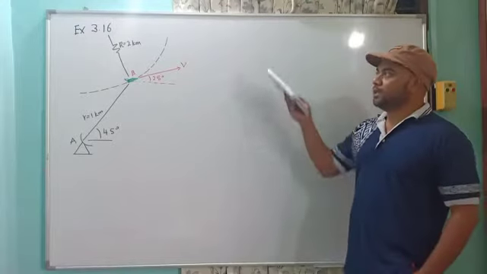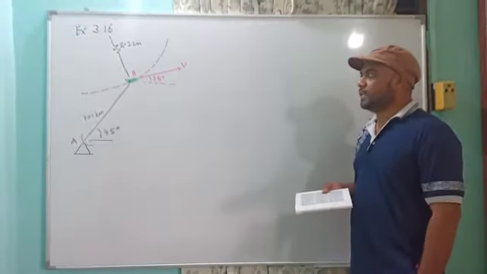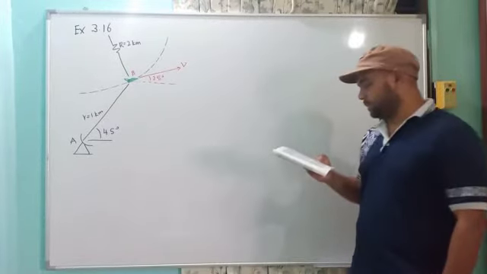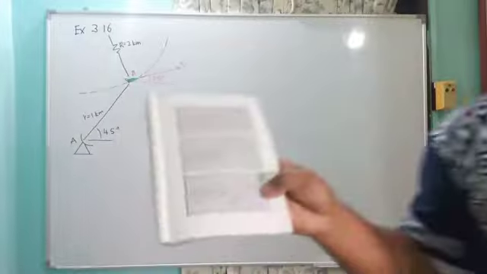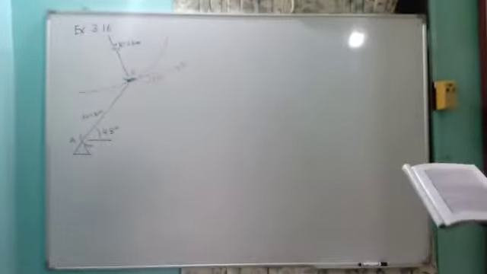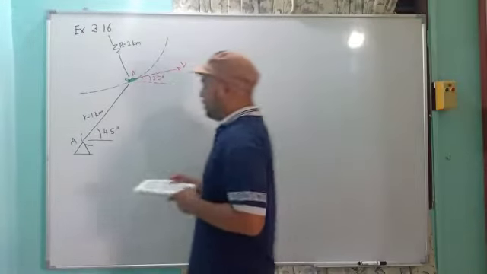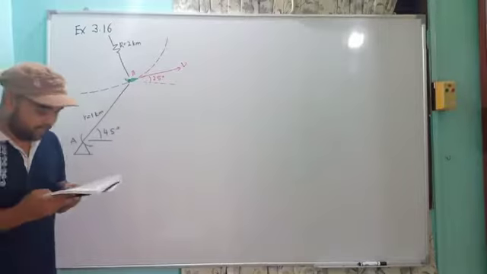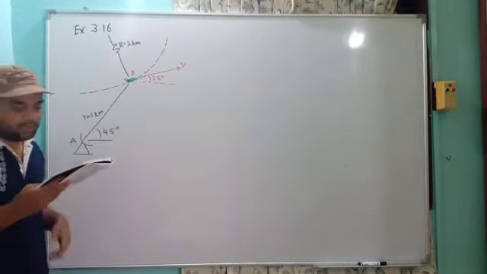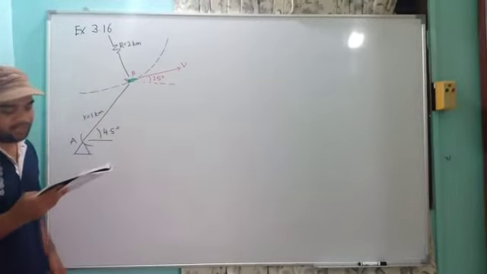So we will look at this example, which is exercise 3.16, page 67, which is this one. Okay, hope it is clear. Okay, so the question said a fighter jet B, this one, fly along a curve with a constant velocity.